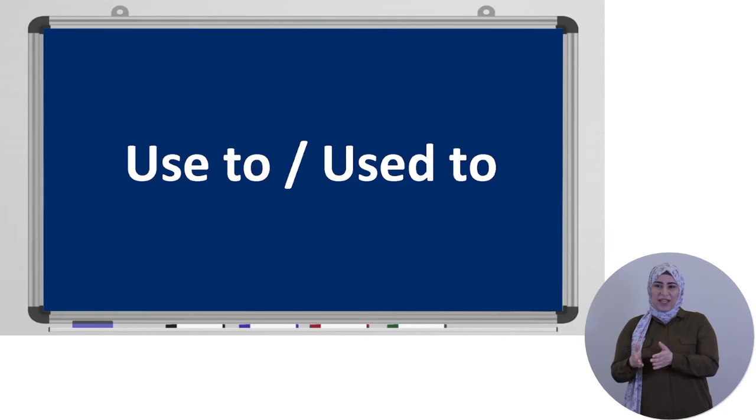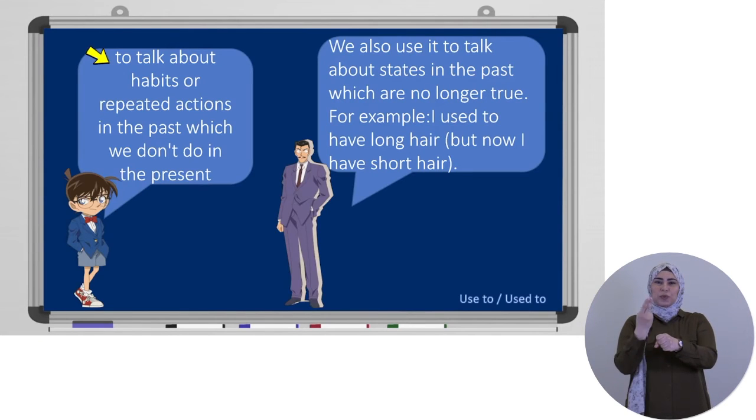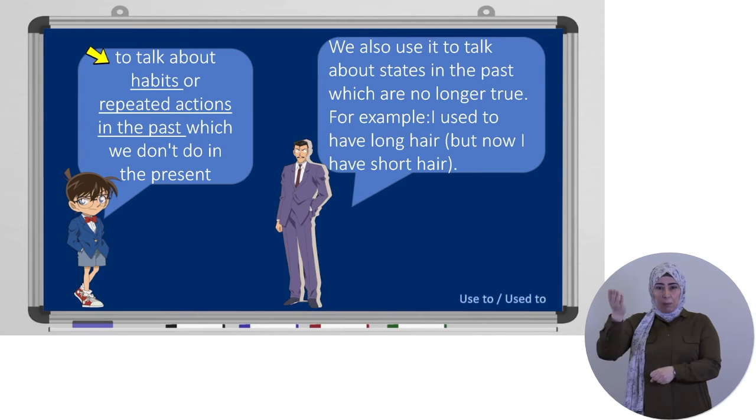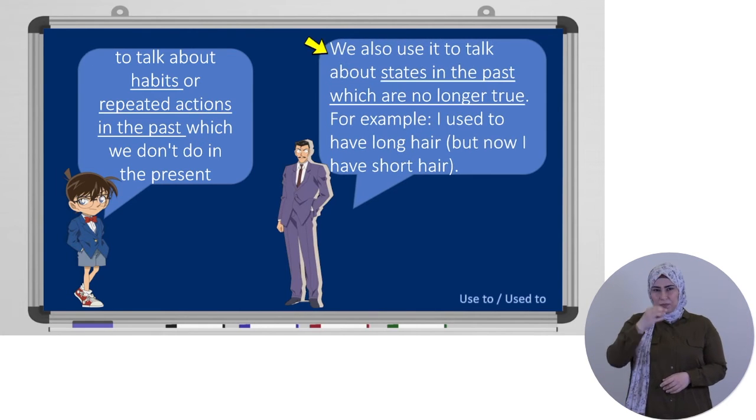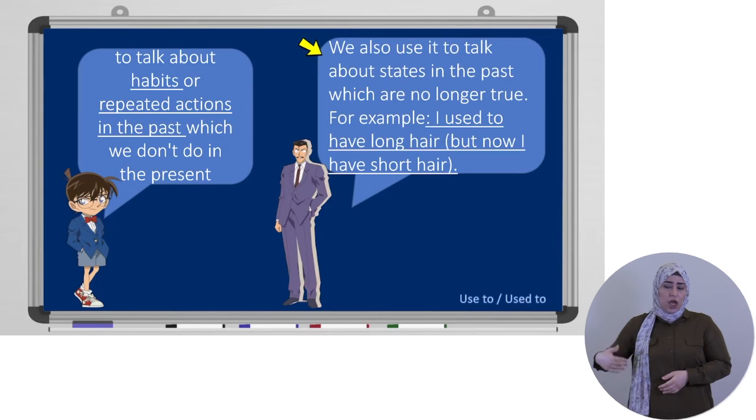This brings us to the second part of grammar. We'll be looking at use and used to. Very simple. We use used to when we're talking about past actions or habits that we no longer have or no longer do. For example, if you have short hair now, but you used to have long hair, you would say, I used to have long hair, but now I have short hair. That's when you use used to.